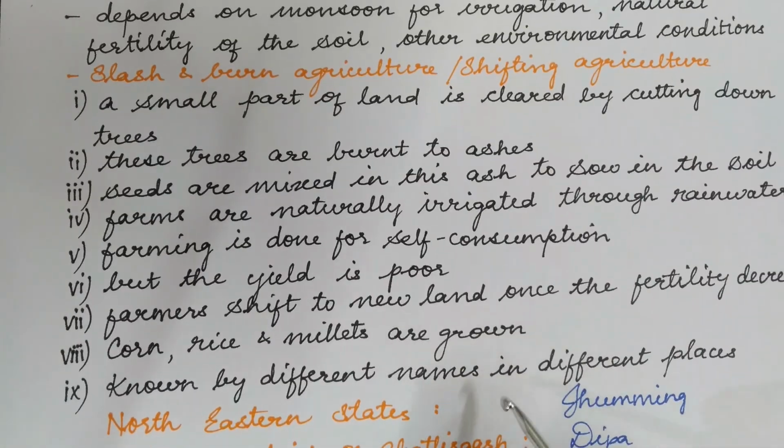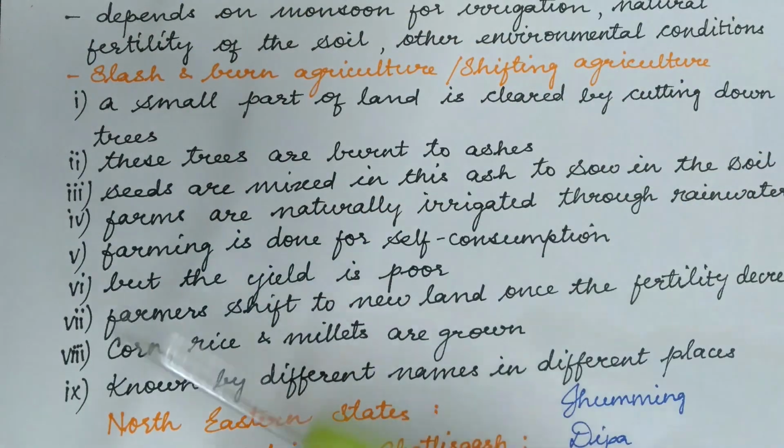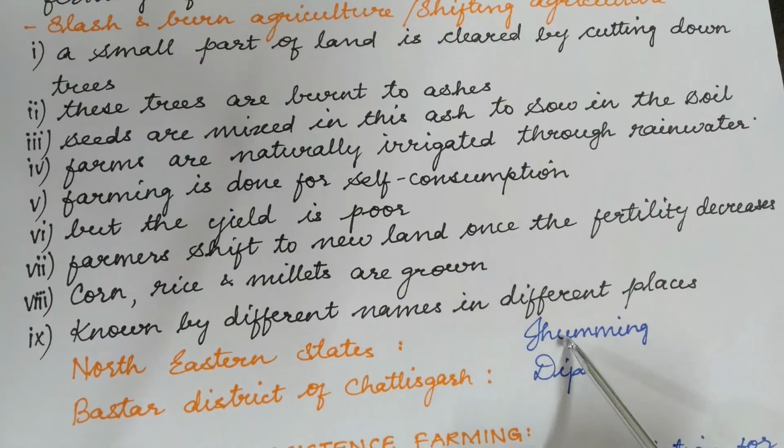Primitive subsistence farming, primitive itself suggests that it is an age-old type of farming. This type of farming is known by different names in different places. Like in the northeastern states, it is called Jhuming. And in the Bastar district of Chhattisgarh, it is called Deepa.